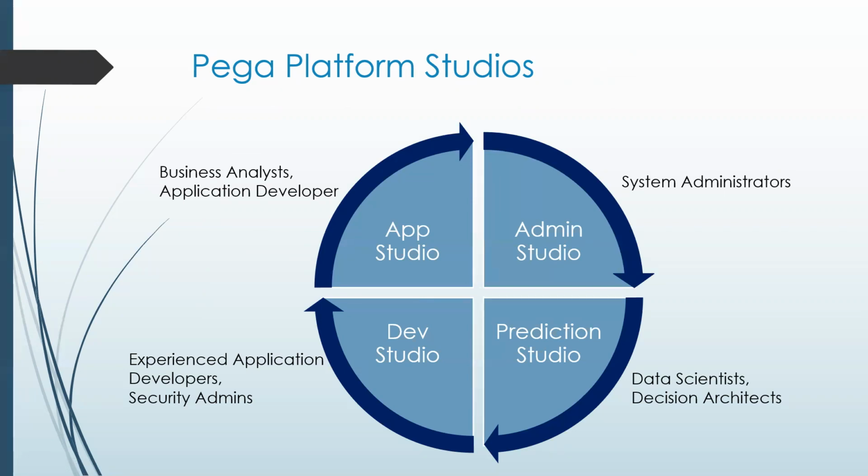App studio is for the business architects, the business analysts, for accelerated application development. You can quickly develop the skeleton of your application here. Then dev studio is for the experienced developers, and the complex stuff related to versioning, source control, security, integrations, all of this is handled on the dev studio.